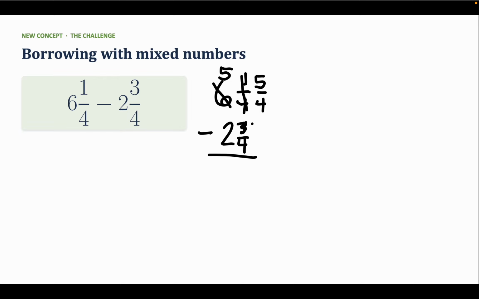And now we have enough to subtract. We can do 5/4 minus 3/4 equals 2/4. And then we have 5 minus 2, which is 3. Okay, now, are we done with this problem yet? No, because our fraction has to be reduced. We can reduce 2/4 to 1/2. So our final answer should be 3 and 1/2.